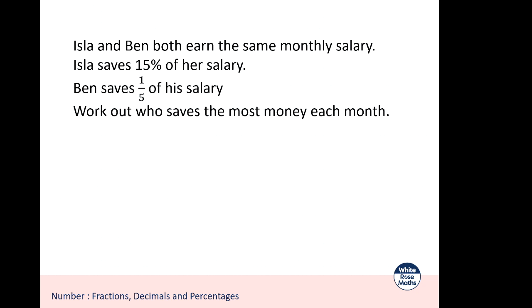Isla and Ben both earn the same amount of money, the same monthly salary. Isla saves 15% of her salary. Ben saves 1/5 of his salary. Work out who saves the most in each month. So there are two ways to work this out, guys. We're comparing which is smaller, 15% or 1/5.